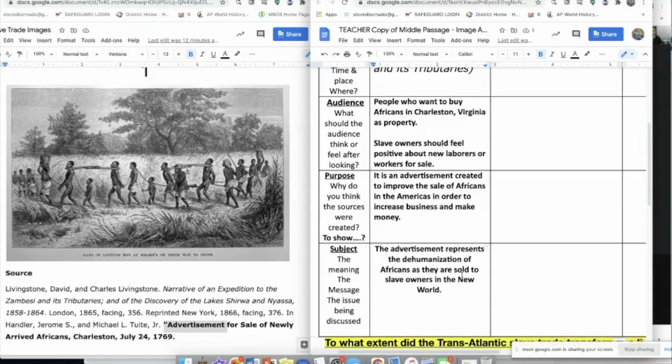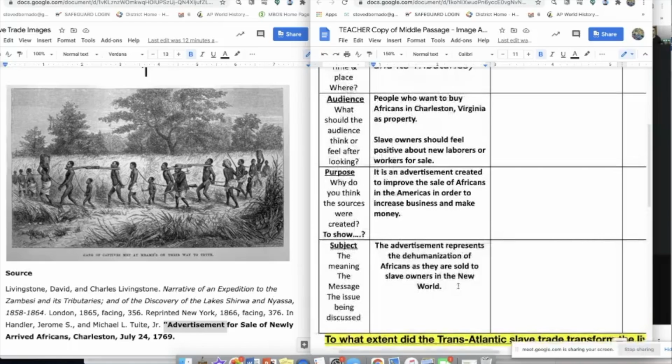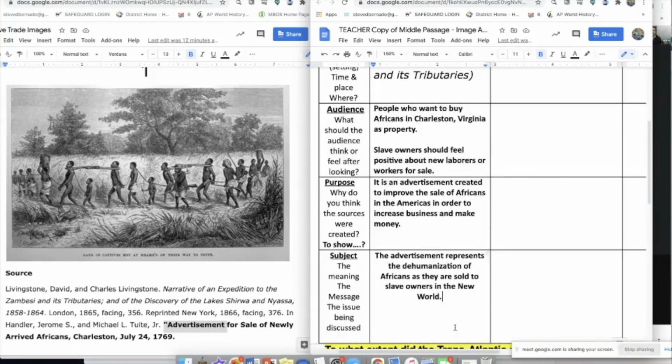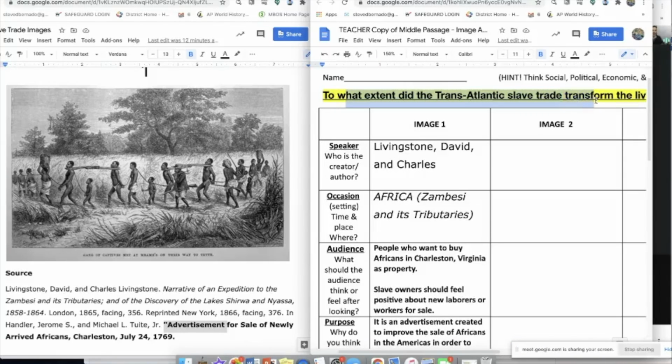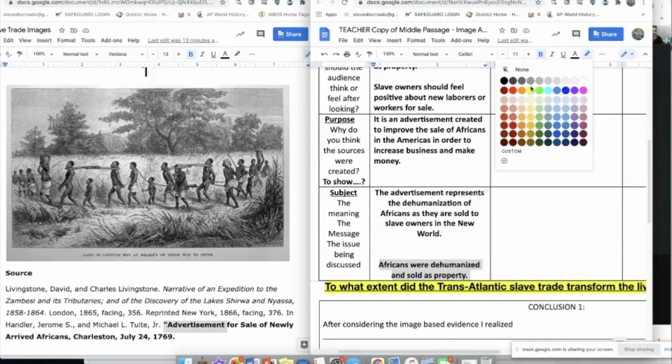All right. Now remember, the prompt says, to what extent did the transatlantic slave trade transform the lives of Africans? So at the bottom, remember, how did Africans' lives change? You type that at the bottom of every one. Africans were dehumanized and sold as property. That's what this shows right here. I highlight it, and I'm going to use that in my claim. We've done this 10 times.